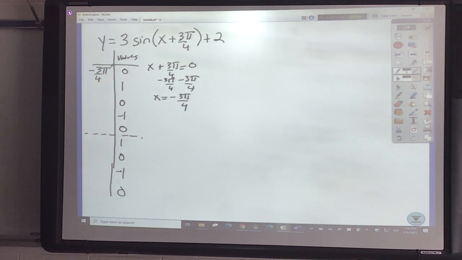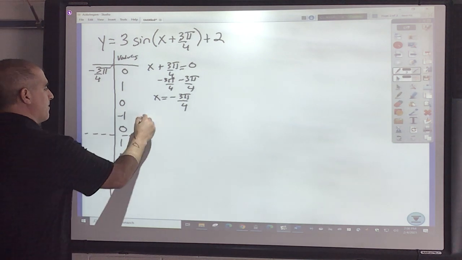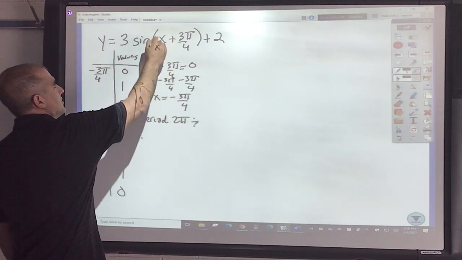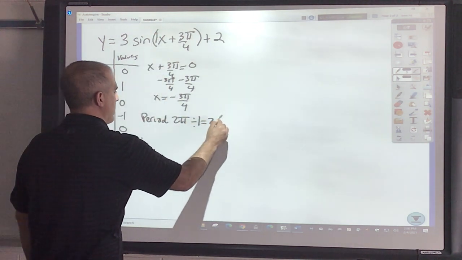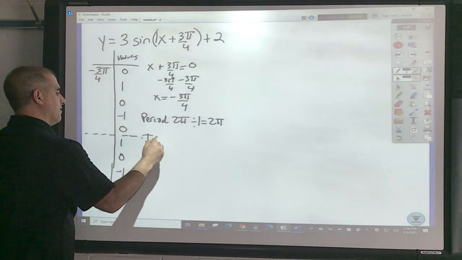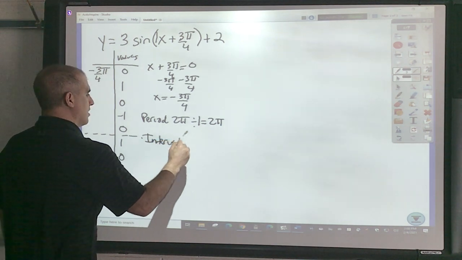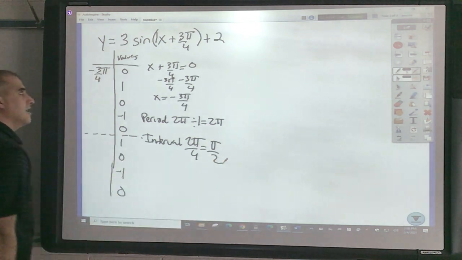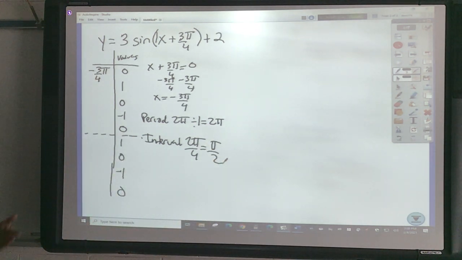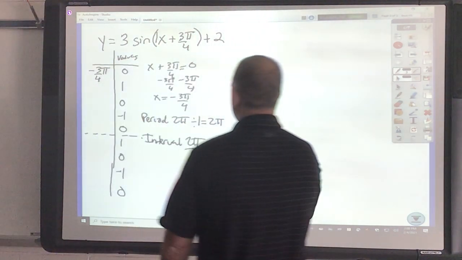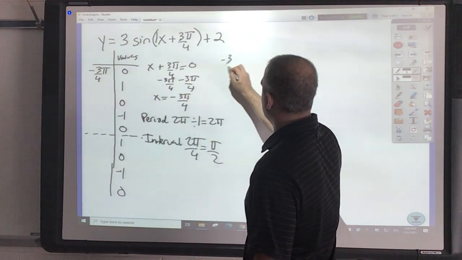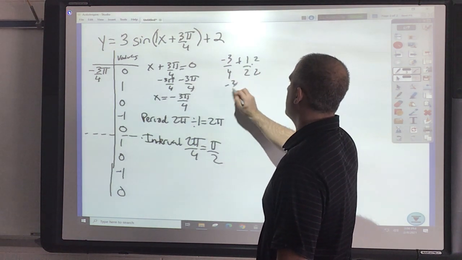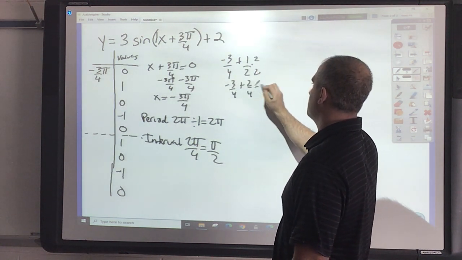All right. Now, I need to figure out my period. Period of the function: 2 pi divided by the number that's in front of x. The number in front of x there is 1, so I'm just going to have 2 pi. Need my interval. My interval will be 2 pi divided by 4, which would be pi over 2. So that's how I'm going to move, in increments of pi over 2. Okay. So I'm starting at -3/4. Pi over 2 is a half. Get a common denominator. That's -3/4 plus 2/4. That's -1/4.